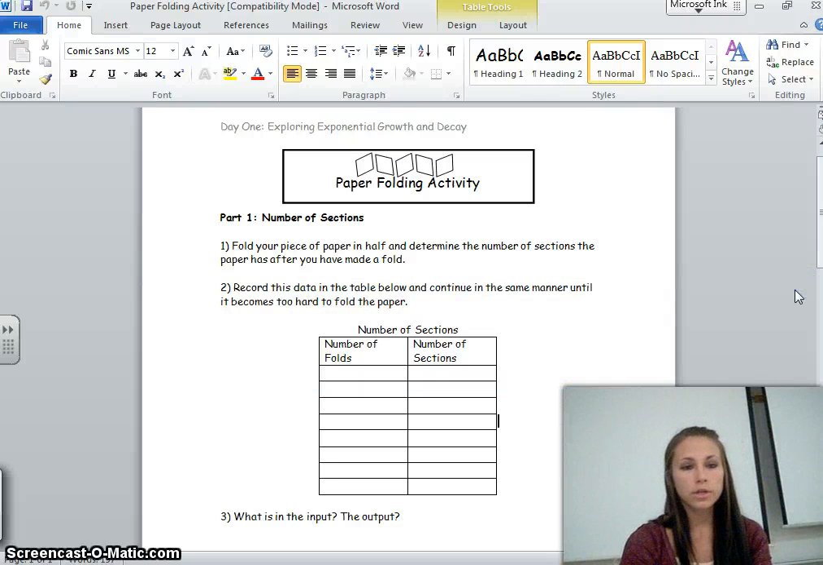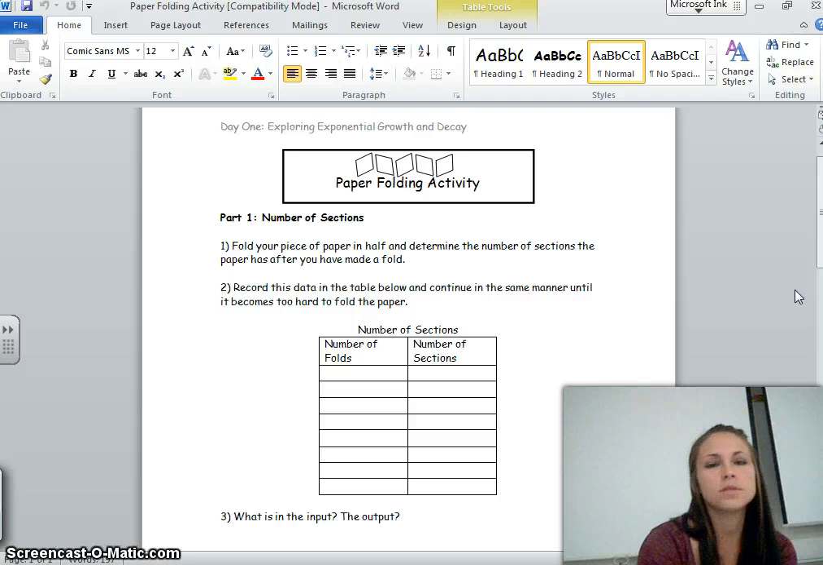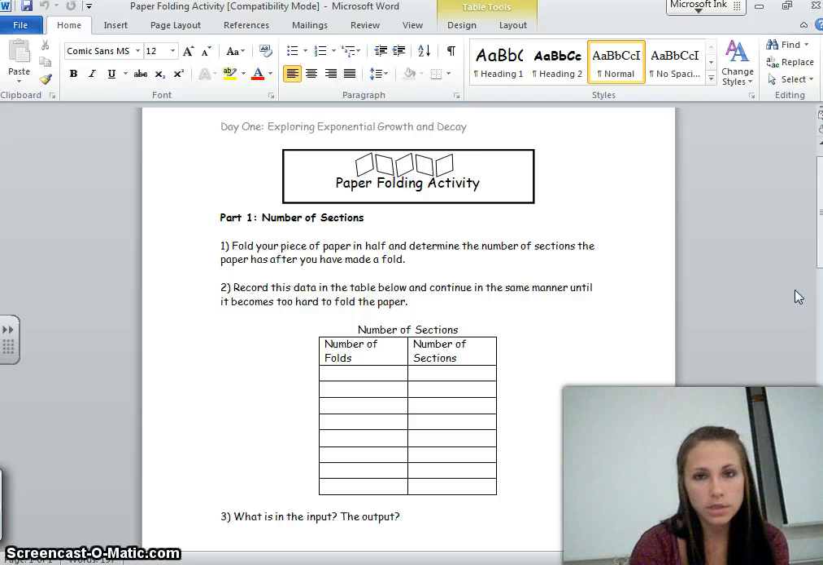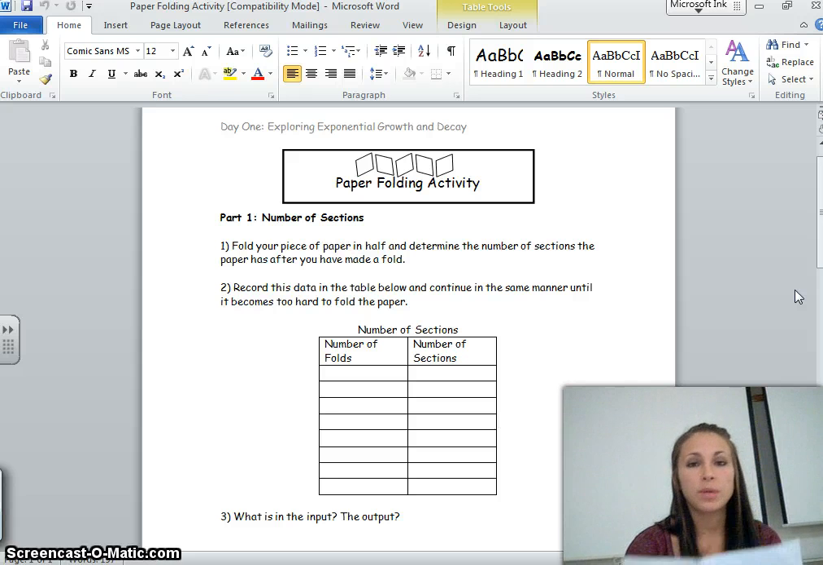Alright guys, so we're going to go ahead and do this paper folding activity. So this is how you would do it. You should have already tried this on your own. I'm just going to go through how to do it, so you can check your answers and make sure you're doing it right. So you want to have a piece of paper first of all.